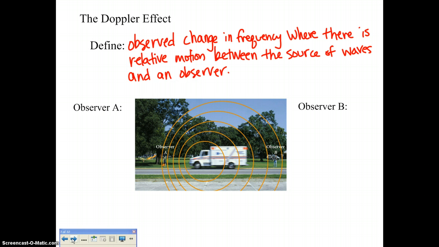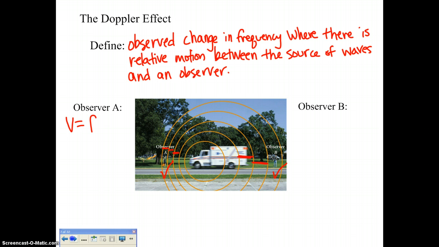Okay, Doppler effect. Please take a second and jot down the definition of the Doppler effect. I'm still going to talk while you're jotting that down, but please jot that definition down. What we're looking at here is, there's two observers here. There's observer A and there's observer B. Observer A, you can obviously tell that this wavelength is much shorter than observer B's wavelength.